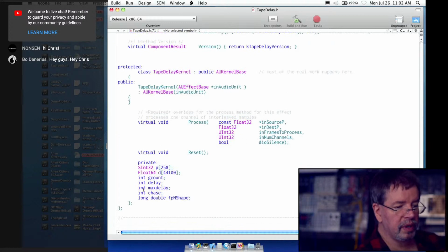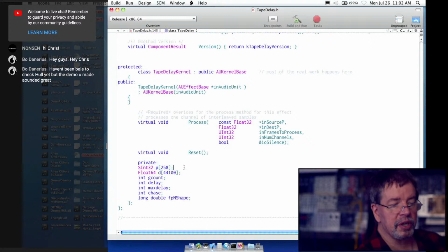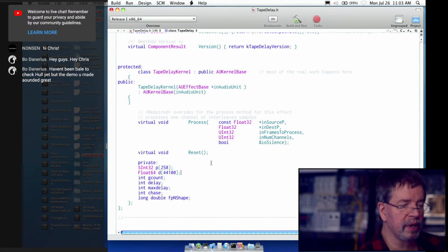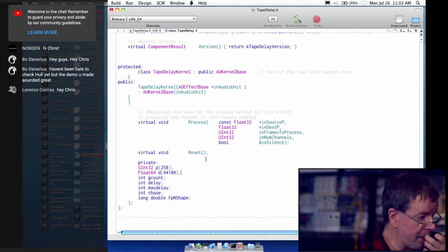Also, some of the variables that I'm using are signed integer 32s, and some of them are float 64s, which is a pretty good way of doing it when the audio samples are actually 32-bit, but some of them on some of the VSTs are 64-bit. You don't necessarily gain that much in handling 32-bit values on a 64-bit computer.